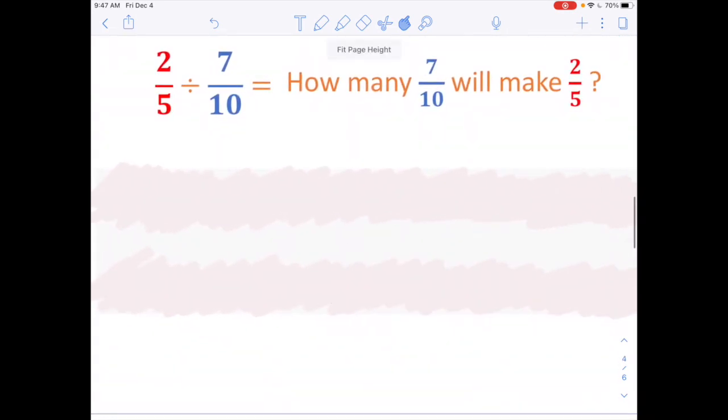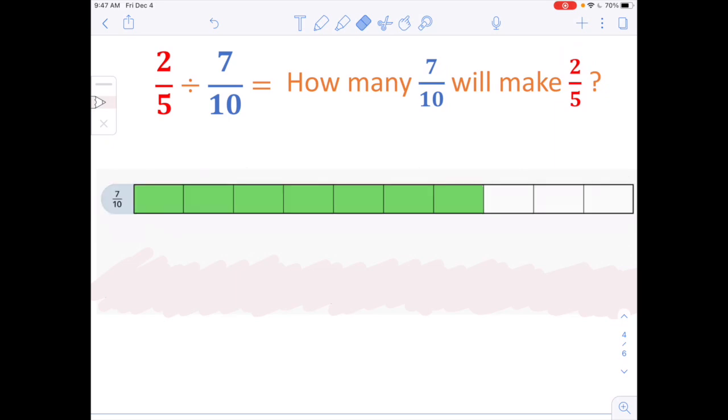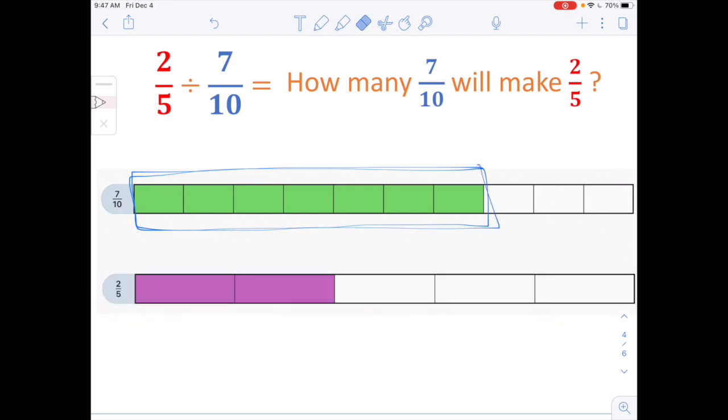This problem says 2/5 divided by 7/10. But remember, our brains just can't comprehend that very well, right? So we need to change that question into how many 7/10 does it take to make 2/5? How many 7/10 are hiding inside of 2/5? All right, so here is 7/10. How many of these green pieces do I need from beginning to end, this entire thing all together? How many of these are hiding inside of that?